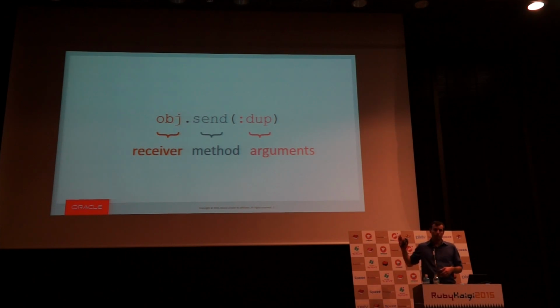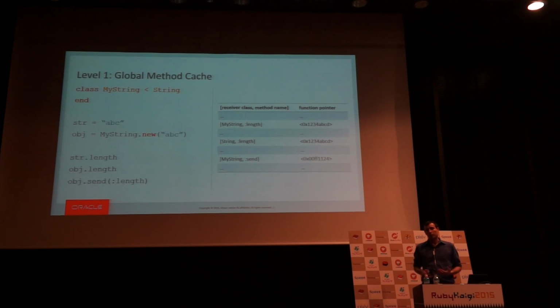The basic anatomy of a call site, which is where you'll be making a call from, is you have a receiver, you have the method name, and then you have arguments for that method. And you can also have blocks, but I've kept that out of here for now. It doesn't really add anything. So the first level of caching is typically a global method cache. And what you have is a lookup table that's keyed by the receiver class and the method name. And the value ends up being a function pointer that ultimately represents the method you're going to execute.